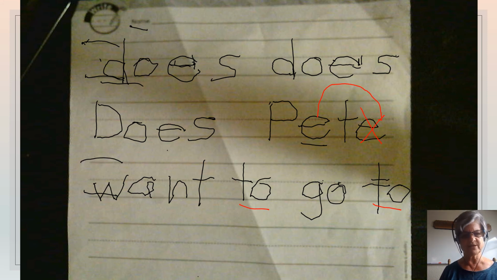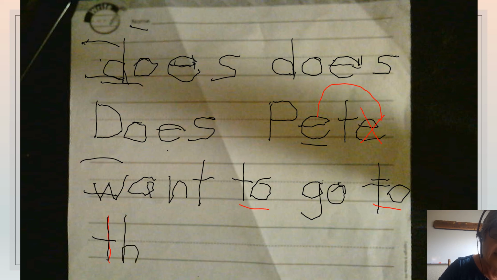We are almost done with our sentence. So far the sentence says, does Pete want to go to? And we want to write the word the next. I do not have space on that line, so I'm going to the last line. Lowercase t, lowercase h, and lowercase e. And that's the word the. Please write the word the.